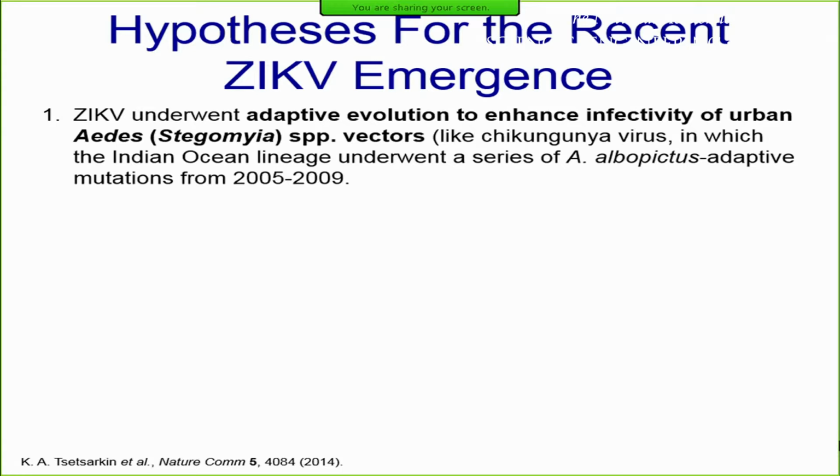And the precedent for this hypothesis comes from chikungunya virus, which in a series of very detailed studies we now understand has, between 2005 and 2009, undergone a series of adaptive mutations in its envelope glycoproteins that allowed it to infect Aedes albopictus much more efficiently, and this allowed it to expand its geographic range into places like Italy and France and many parts of Africa, where Aedes aegypti does not occur.